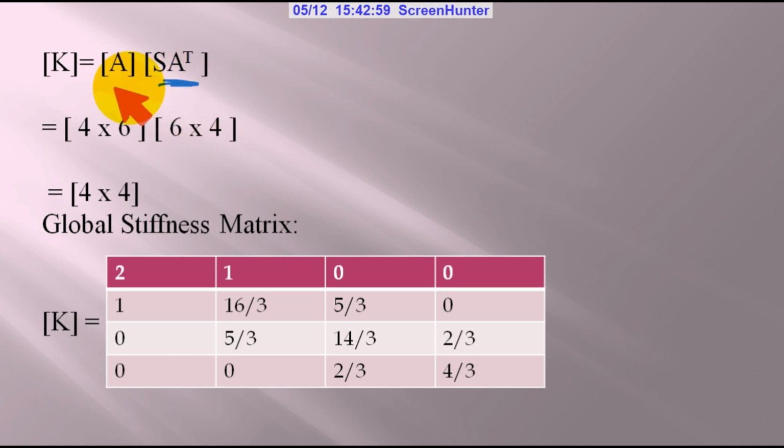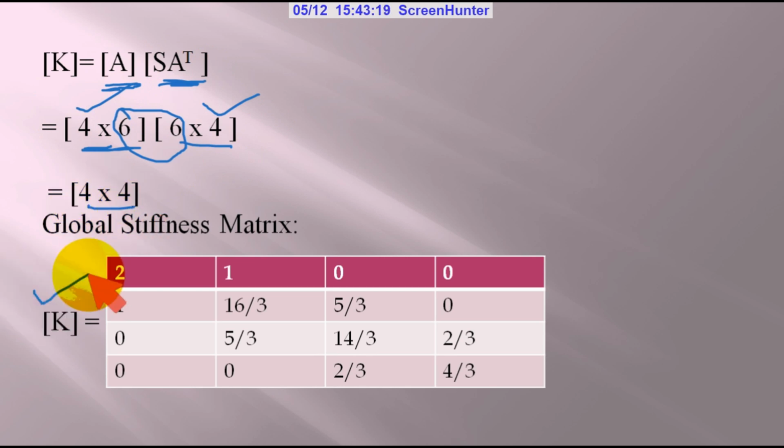So after the multiplication of S stiffness matrix and A^T transpose of the static matrix, you will get one matrix S A^T, and static matrix you have already. So when you will multiply, static matrix is NP by NF, that is 4 by 6, S A^T matrix 6 by 4. So you will get global matrix 4 by 4. So this is the global matrix of size 4 by 4. In this way we calculate the global stiffness matrix.